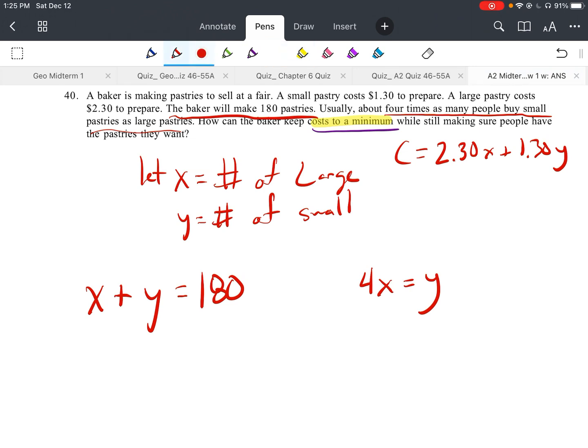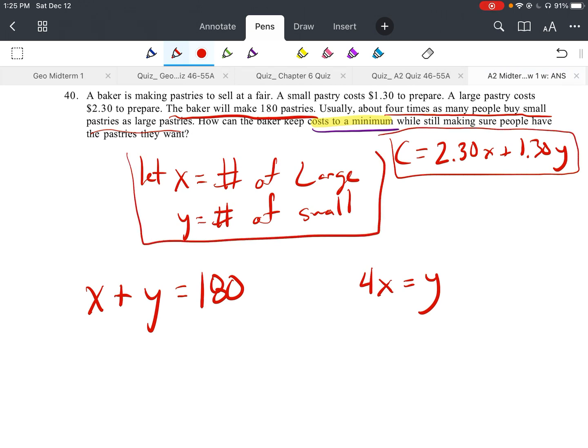So to keep cost to a minimum, you're going to create your cost function over here. Always start by defining your variables. So my variables: x can be the number of large, y could be the number of small. Easy enough, right? Or the other way around, whatever you pick. Now what does it say? The baker will make 180 pastries. In other words, x plus y put together has to equal 180.